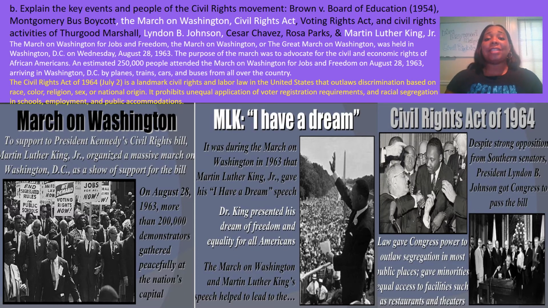After JFK's assassination, Lyndon B. Johnson signed the Civil Rights Act of 1964. This outlawed segregation in public places, at schools, at public parks. Anywhere that American citizens could congregate could no longer be segregated. And it also gave them equal access to facilities such as restaurants and theaters.